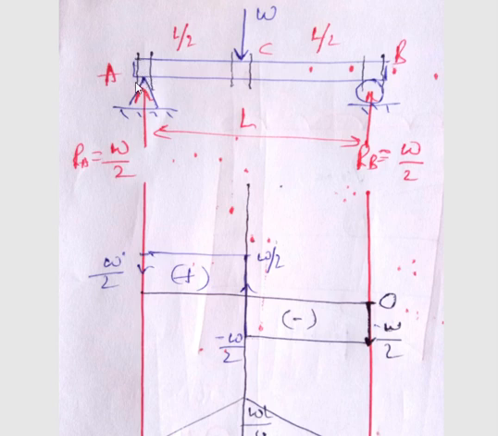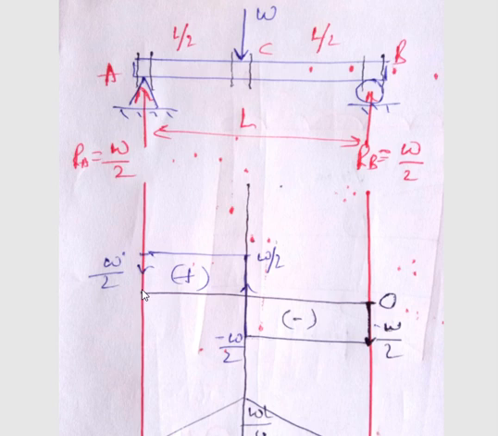So for this section, add all the forces on the right hand side. This is minus W by 2 because it is upward on the right side of the section, this is plus W because it is downward to the right of this section, and this is upward, so it is minus W by 2. So plus W minus W by 2 minus W by 2 will become 0. So from here again it goes to 0. This is how we draw the shear force diagram.